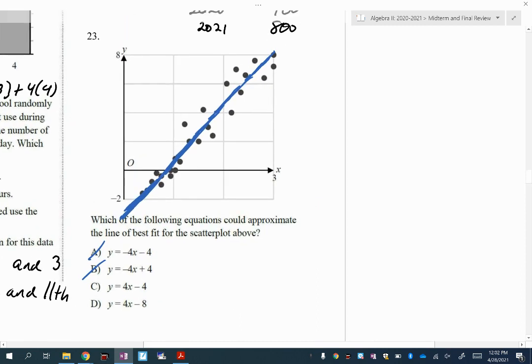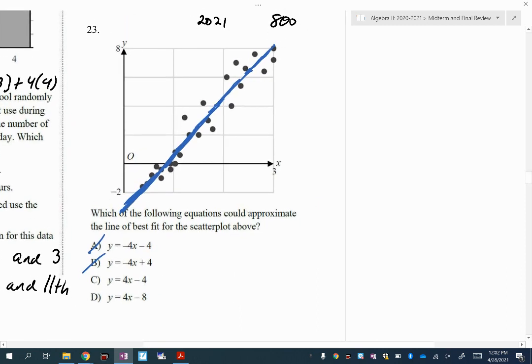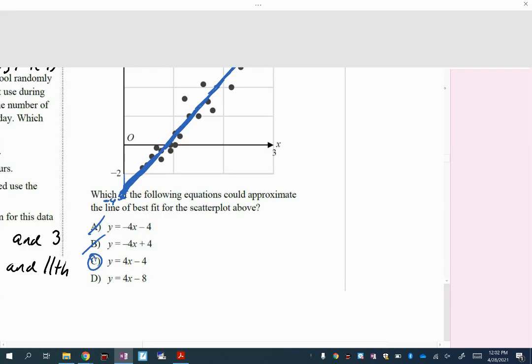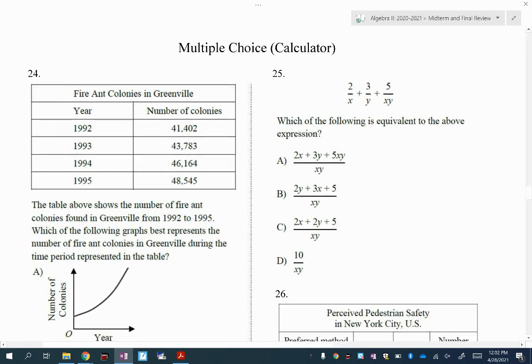And then in terms of the y-intercept, I have options here. I have -4 and -8. I didn't do a great job of this, but ultimately, if I look, this is -2. Down here would probably be around -4. -8 would be way farther down. So I'm going to go with -4 for the y-intercept. Okay, let's keep going. 24.